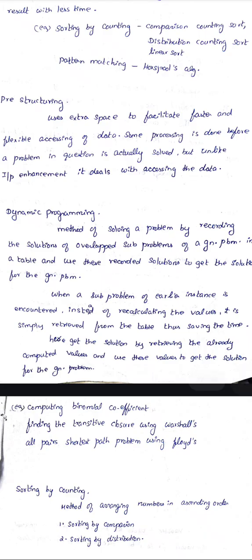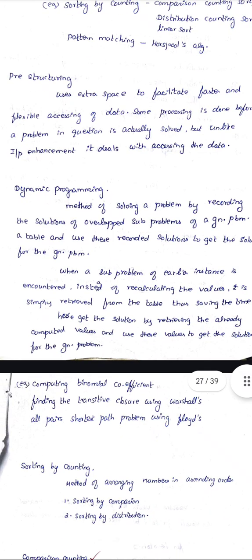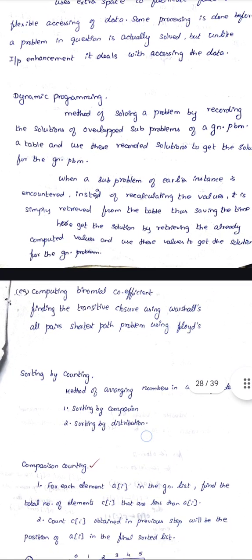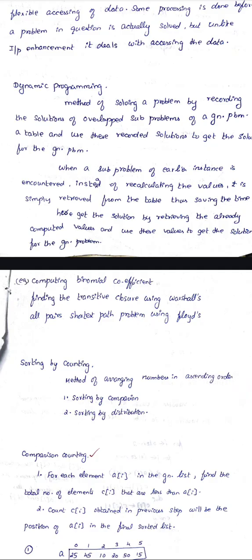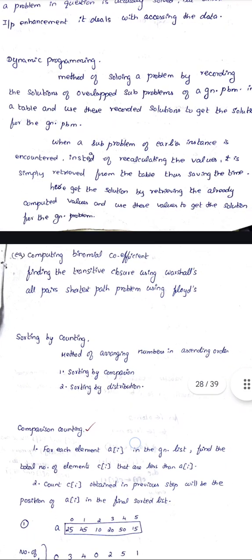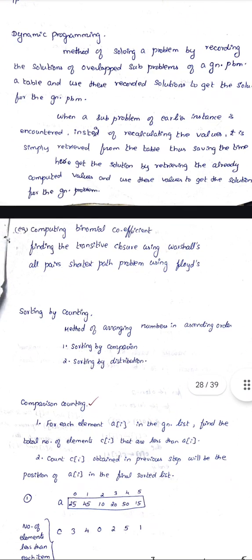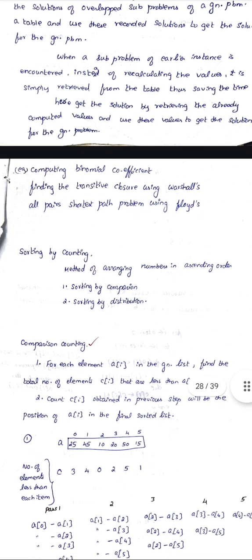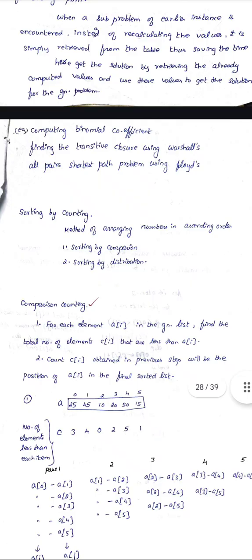Pre-structuring uses extra space to facilitate faster and more flexible accessing of data. Some processing is done before the problem. It deals with accessing the data. DP, dynamic programming, is a method of solving a problem by recording the solutions of the overlapping subproblems of the given problem in a table, and using these recorded solutions to get the solution for the given problem. When a subproblem encountered earlier appears again, instead of recalculating it, the value is simply retrieved from the table.